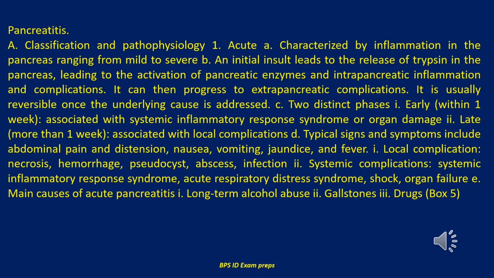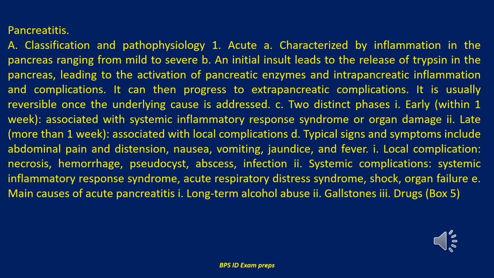We will now discuss pancreatitis. We will begin with its classification and pathophysiology. 1. Acute pancreatitis. A. It is characterized by inflammation in the pancreas ranging from mild to severe. B. An initial insult leads to the release of trypsin in the pancreas, leading to the activation of pancreatic enzymes and intrapancreatic inflammation and complications. It can then progress to extrapancreatic complications. It is usually reversible once the underlying cause is addressed.